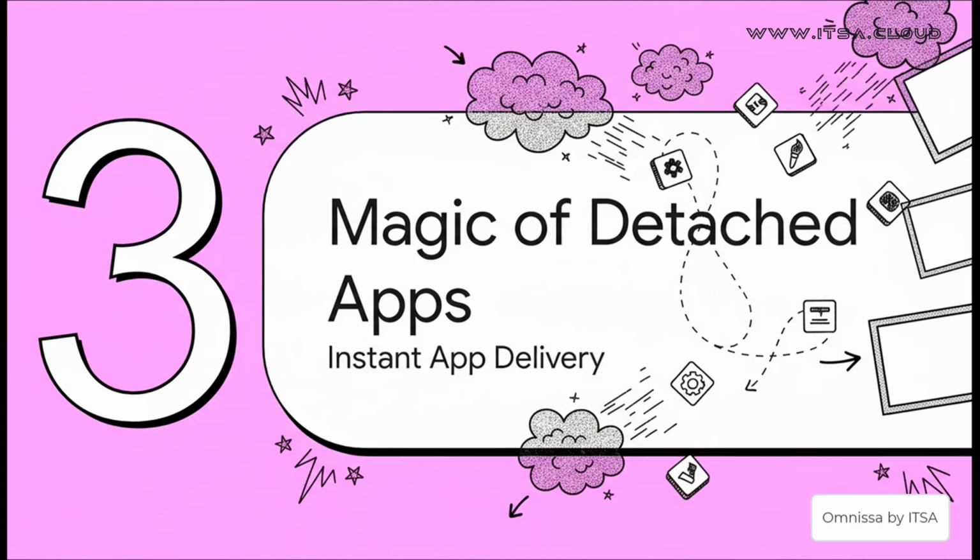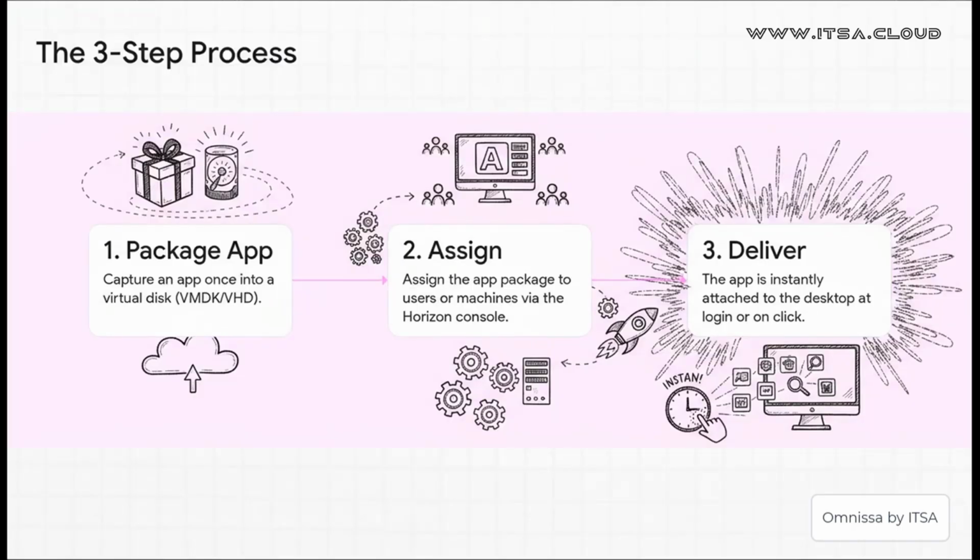Now, I know what you're thinking. This all sounds great in theory, but how does it actually work? Well, this is where we get into the really cool part, the magic behind these detached apps and how they get delivered to your users in a snap. It's actually a beautifully simple three-step process. First, you package the application. You just do it one time, capturing it into a virtual disk. Second, you assign that package. You just hop into your familiar Horizon console and assign it to a user, a group, or a machine. And third, and this is the magic part, the app is instantly attached to the user's desktop the moment they log in, or even when they just click the icon. For the user, it just appears and feels completely native.